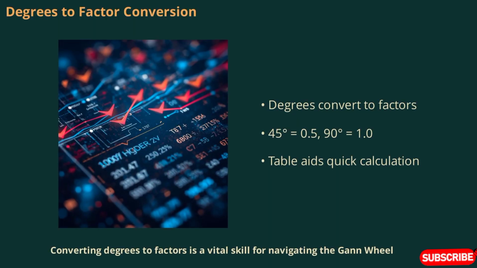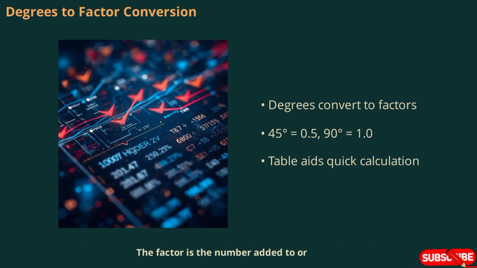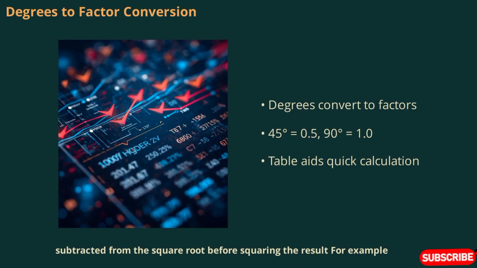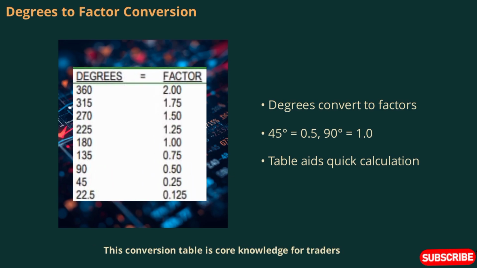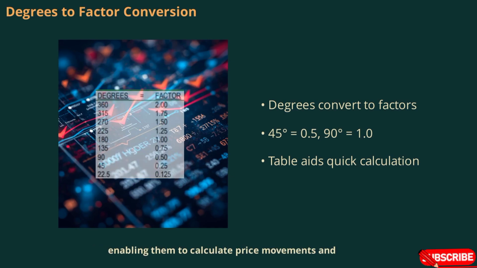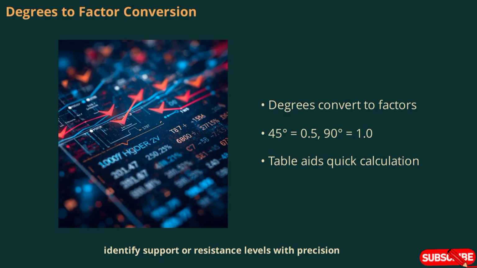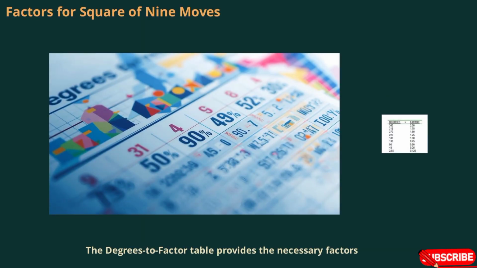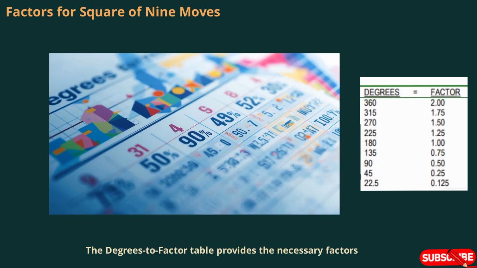Converting degrees to factors is a vital skill for navigating the Gann wheel. The factor is the number added to or subtracted from the square root before squaring the result. For example, 45 degrees corresponds to a factor of 0.5, while 90 degrees is 1. This conversion table is core knowledge for traders, enabling them to calculate price movements and identify support or resistance levels with precision. The degrees to factor table provides the necessary factors for moving around the square of 9.